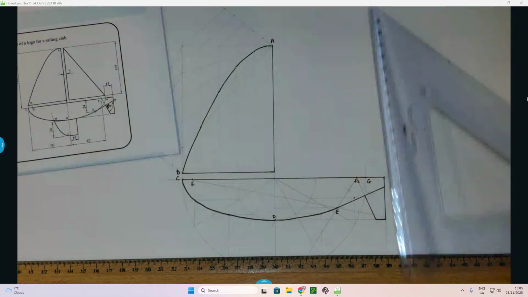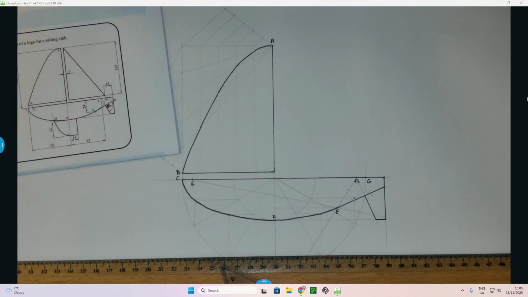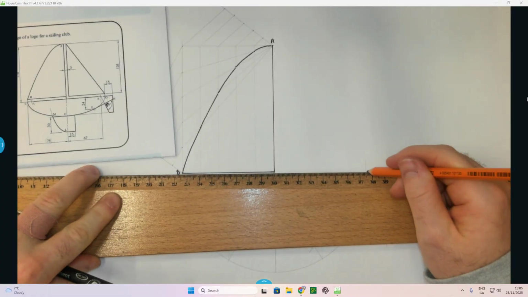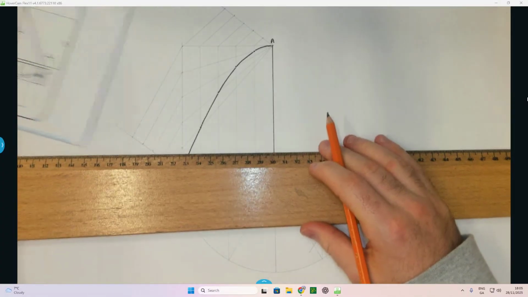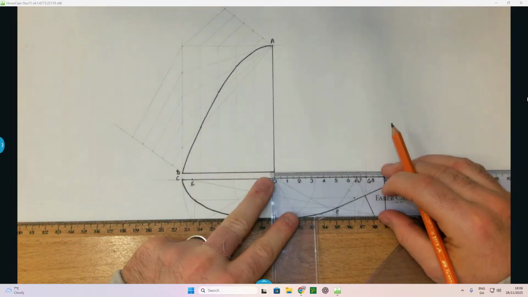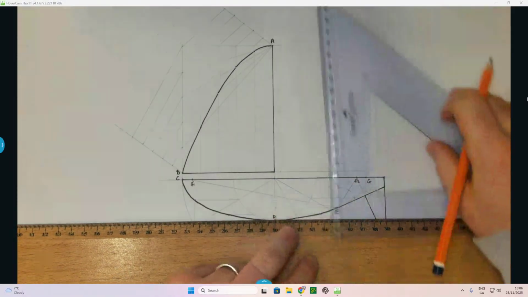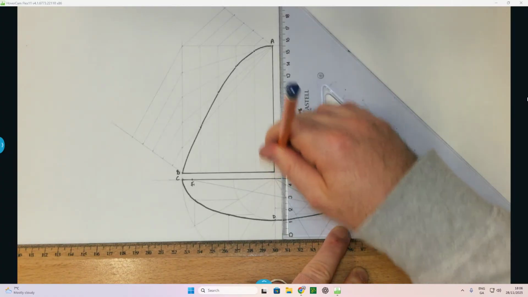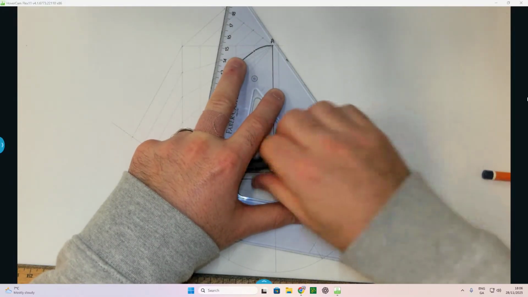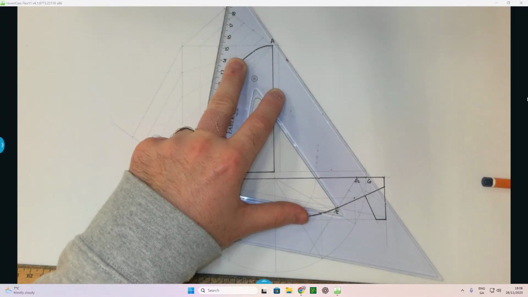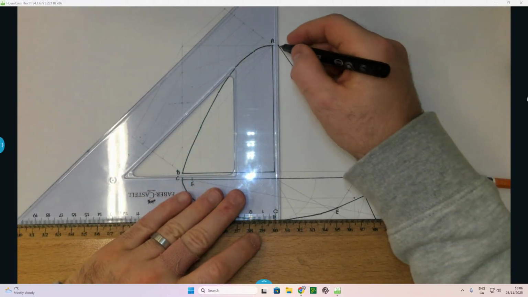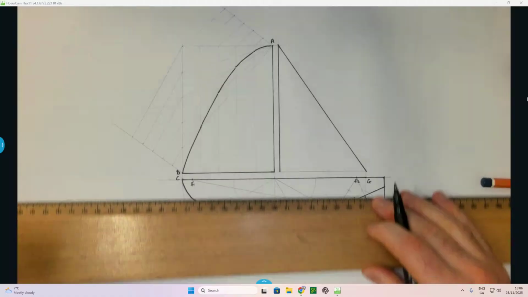From here, just do a little line up, a line out. From A, I'm going to extend the line out here as well, just a little bit. And then there's a little 5mm gap between it, so mark 5. Do a line up, and then that's simply going to connect down there like that. And we're going to heavy that in. So there's our sail.